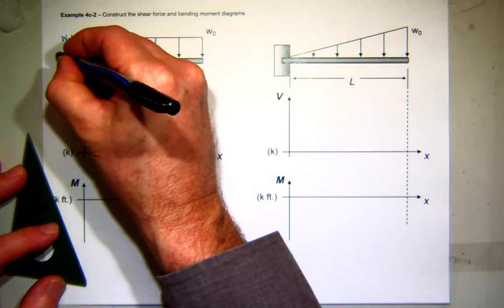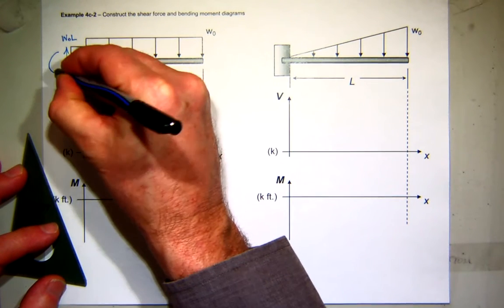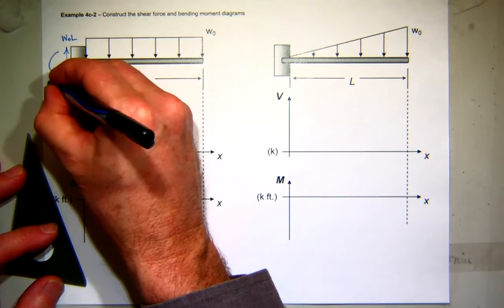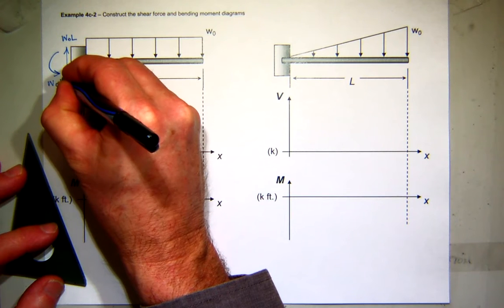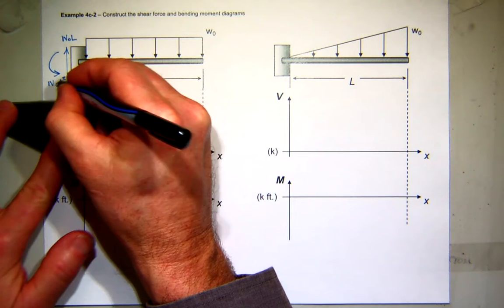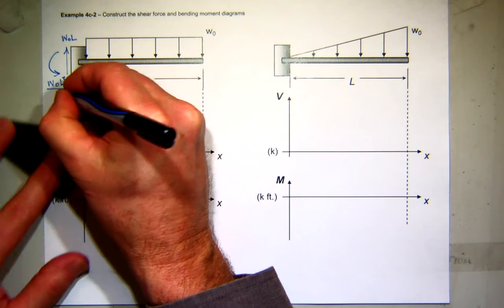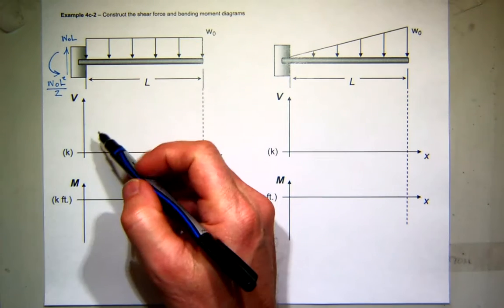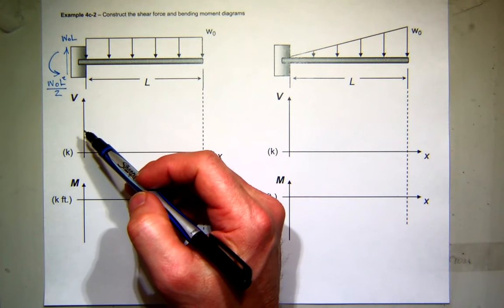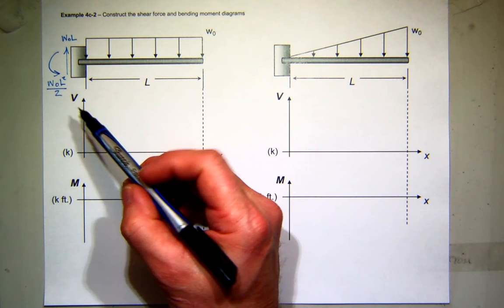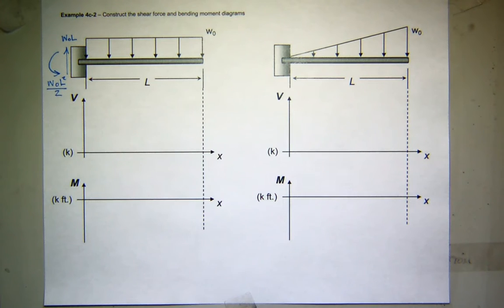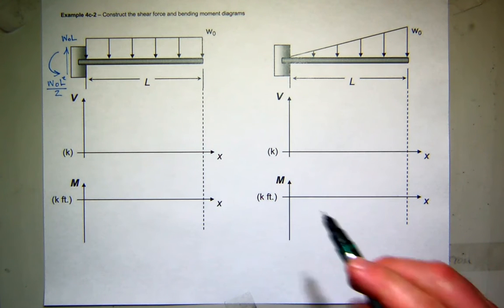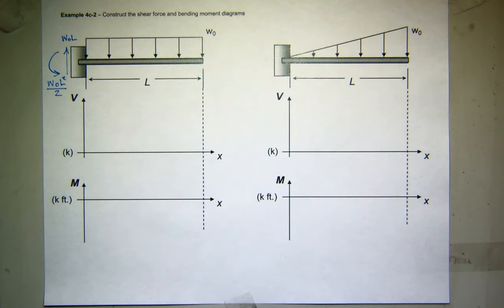And then if you calculated the bending moment, it would be in this direction, and it would be W naught L squared over 2. And I think if you took time, you could easily verify that. But let's just say I've got those. Let's draw the shear force first and then the bending moment.